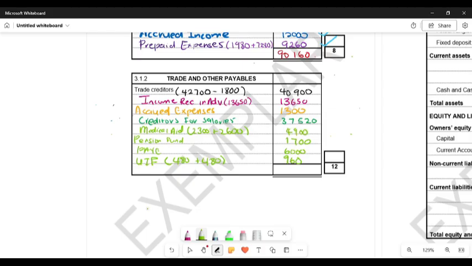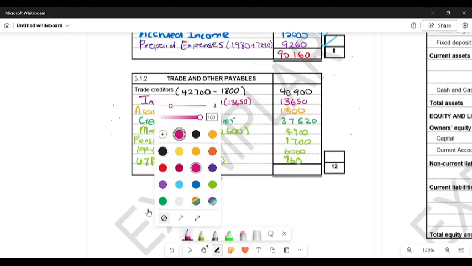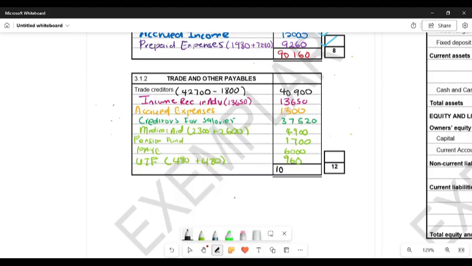All right, and this is my complete trade and other payables note. Now, let me just add all these total amounts. So 40,900 plus 13,650 plus 1,300 plus 37,520 plus 4,900 plus 1.7 plus 6,000 plus 960. This would be equal to 106,930.